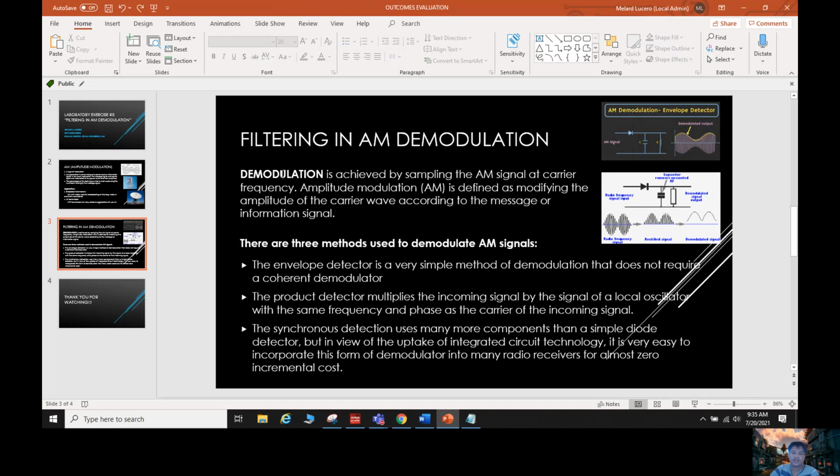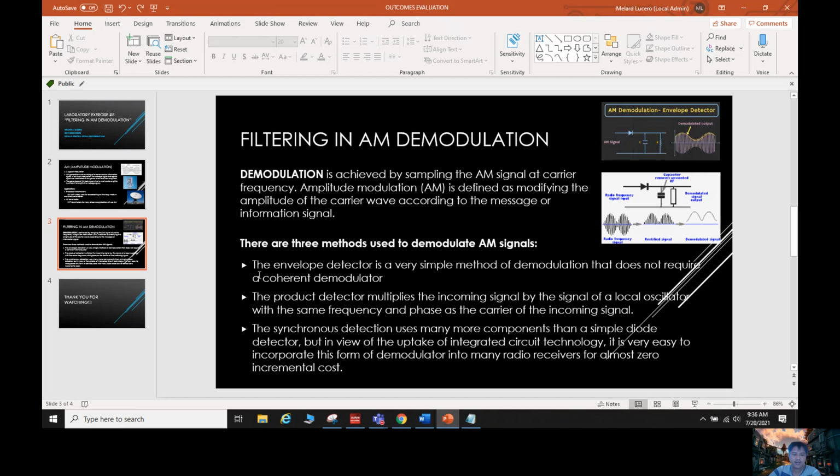So we have here the demodulation. Demodulation is a process achieved by sampling the AM signal at the carrier frequency. Amplitude modulation, AM, is defined as modifying the amplitude of the carrier wave according to the message or information signal.